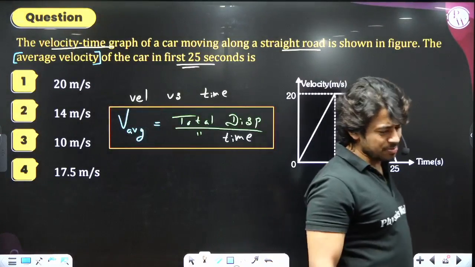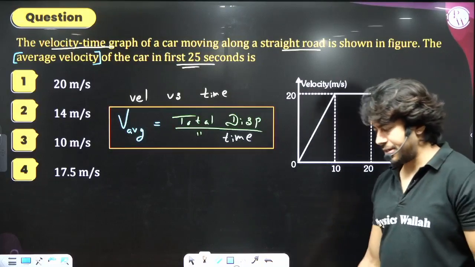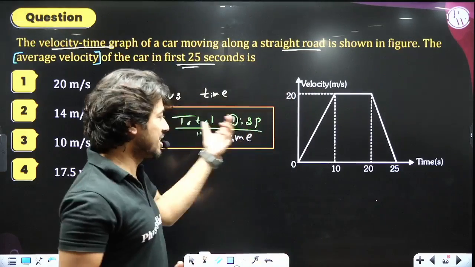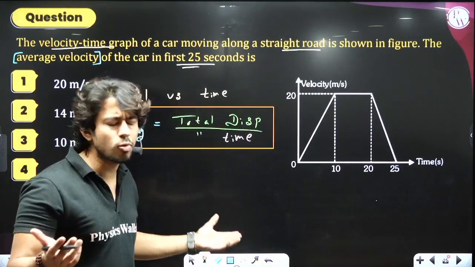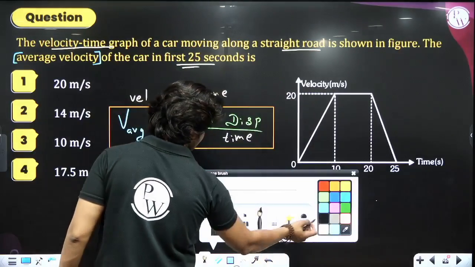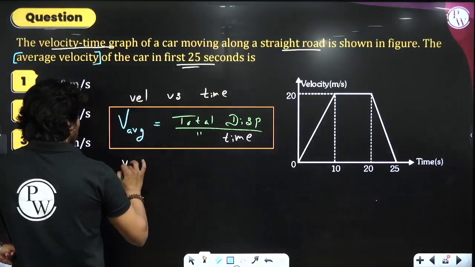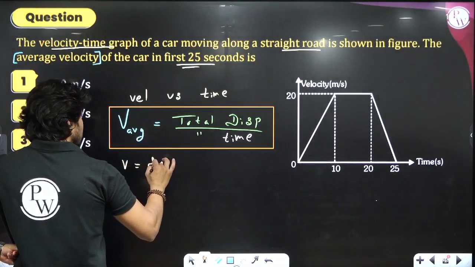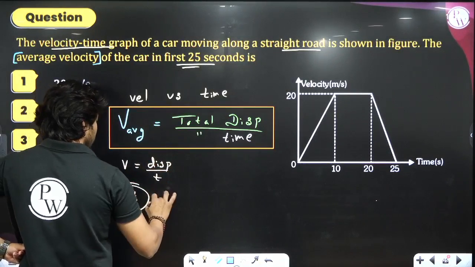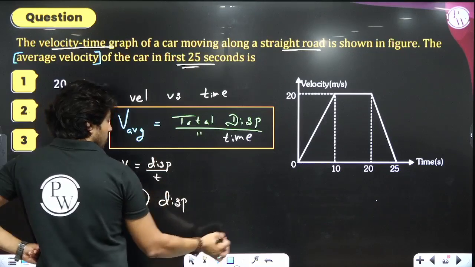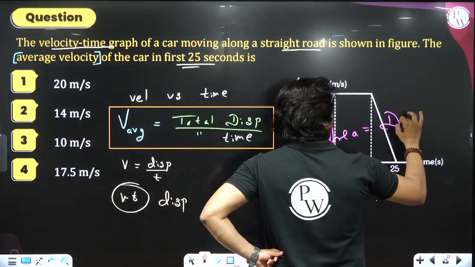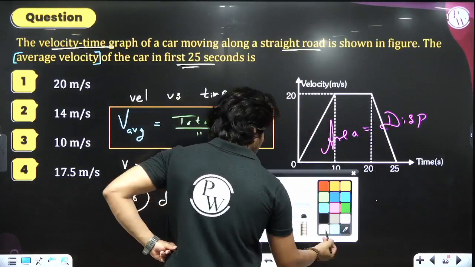Sir, displacement is not being given to us. How to find out the total displacement? We are confused. Although time has been given, how to find the total displacement? A VT graph has been given to you. You know that velocity is nothing but displacement upon time, so velocity into time is going to give you the displacement. So the area under the curve is going to give you the value of displacement. So find out the value of this area.